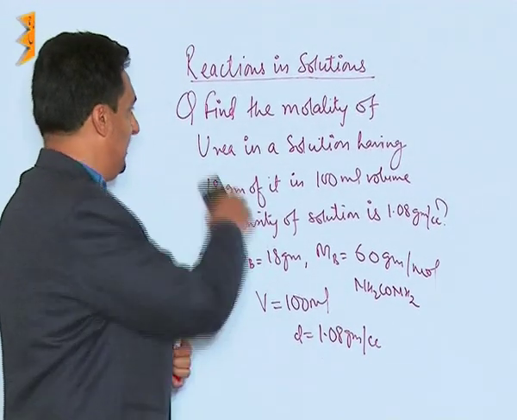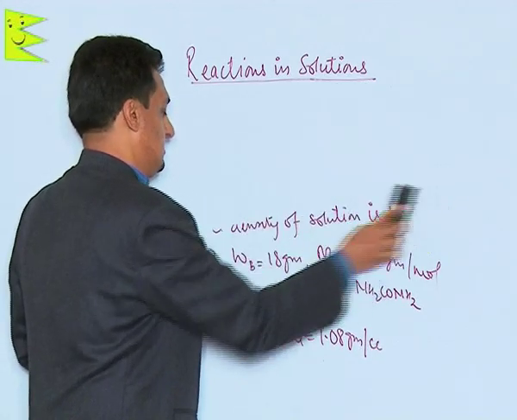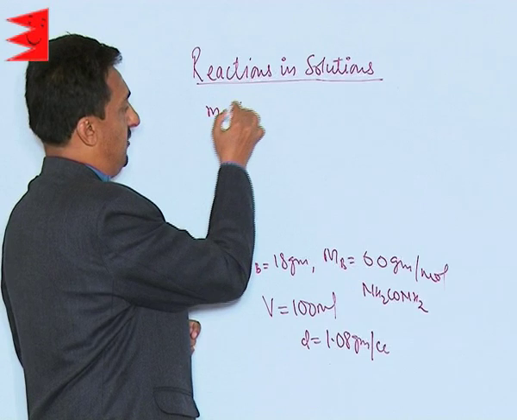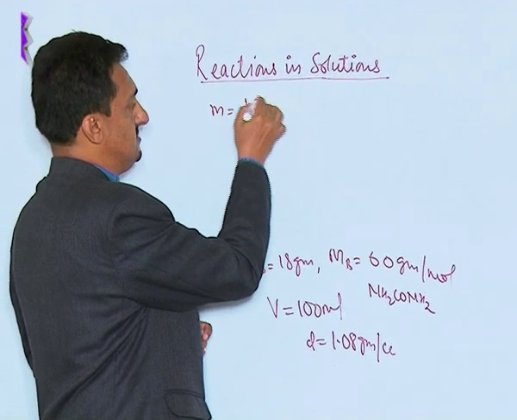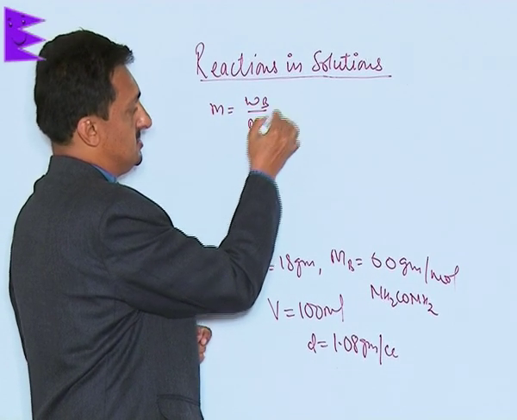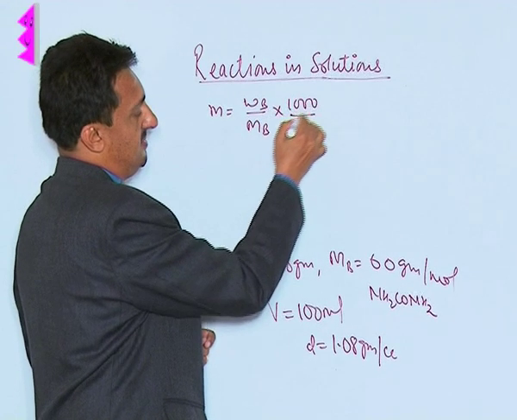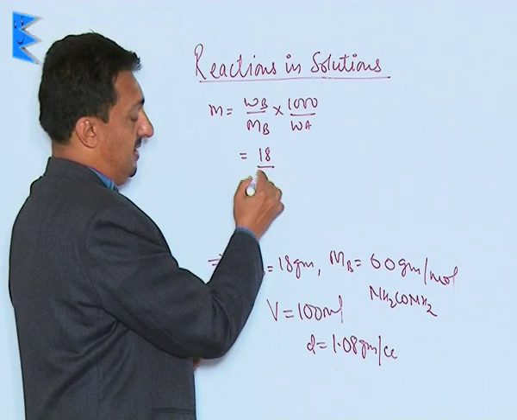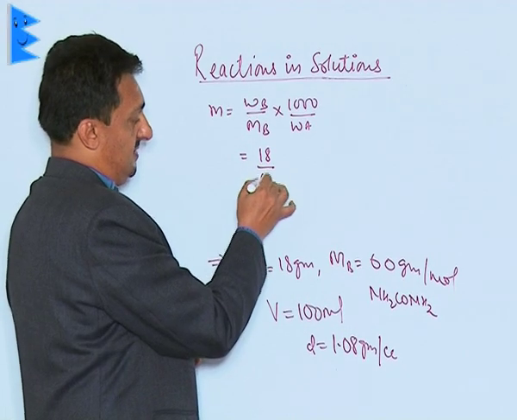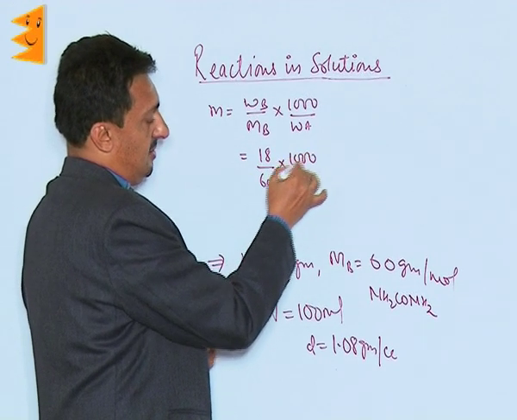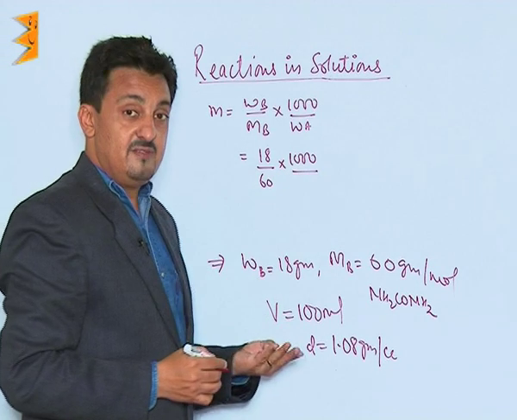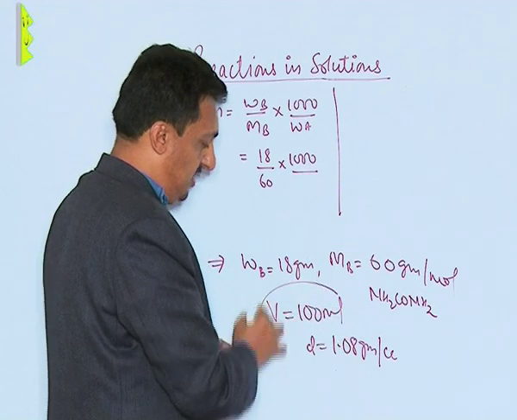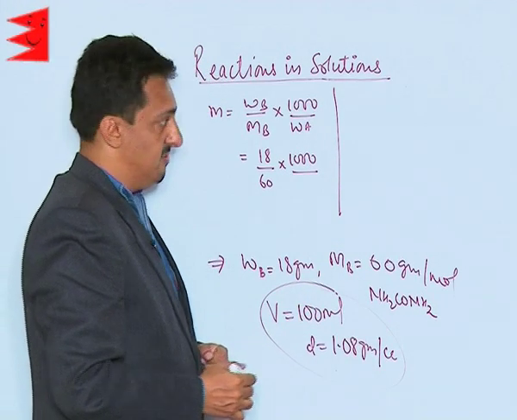Now how to find out molality? See, let us put these values in the formula. The formula is weight of solute divided by molar mass, times 1000 upon weight of solvent. Weight is 18, the molar mass is 60, times 1000 is fine, but we don't know the weight of the solvent. The weight of the solvent can be determined from this information, which is of the solution.